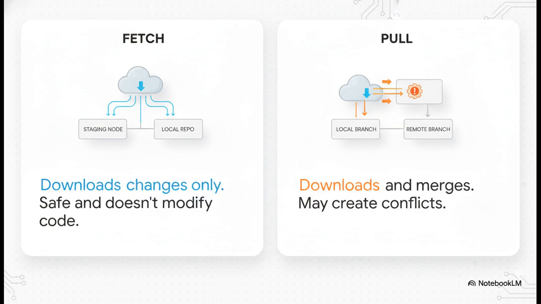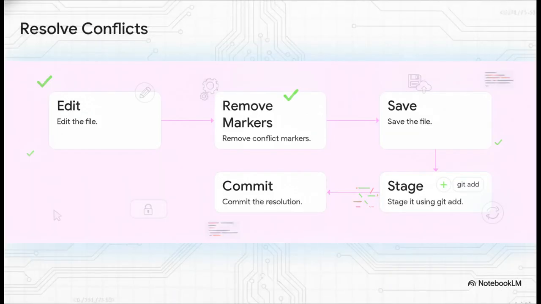But Git pull? That one downloads those changes and immediately tries to merge them into your working directory. Because it's updating your files directly, a pull can definitely create conflicts. If you and a teammate happen to edit the exact same lines of code, it can basically turn your codebase into a temporary battlefield. But hey, when those conflicts do happen, don't panic.